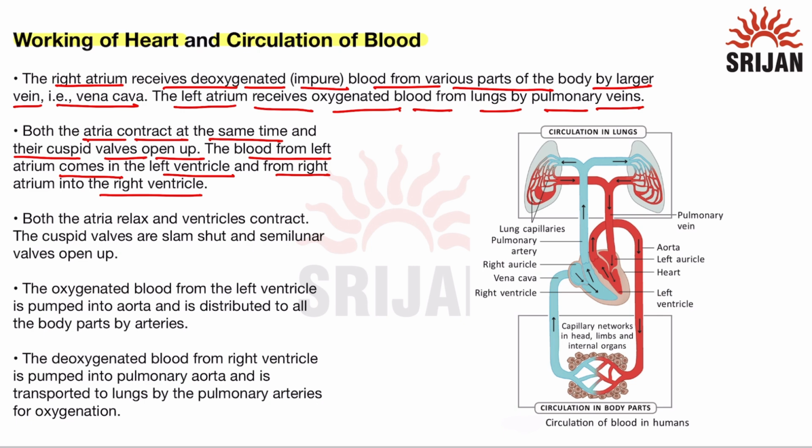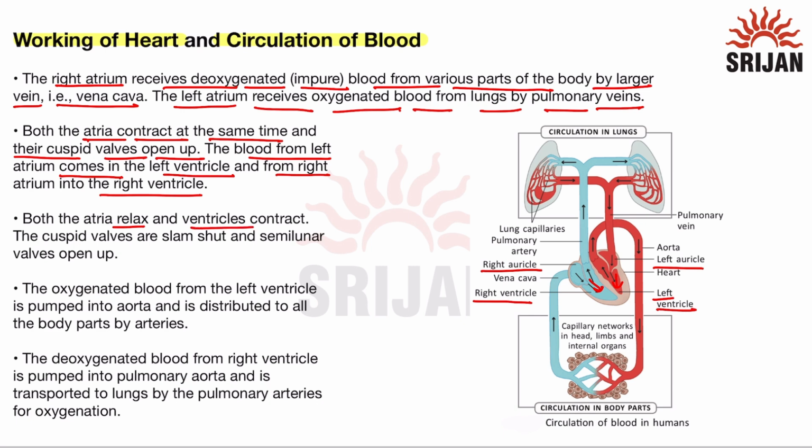As we can see in this figure, it shows the right auricle, that is the right atrium, and the right ventricle, and it shows the left auricle and the left ventricle. So both the atria will contract at the same time and the blood will reach both the ventricles.